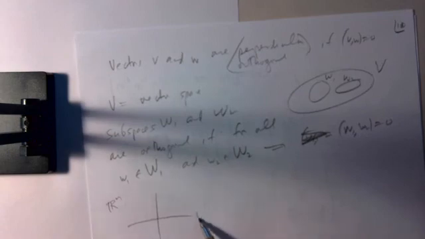Let's take two simple examples of orthogonal subspaces. Suppose we're in R2 and we let W1 be the x-axis. That's a subspace. This is all vectors of the form x, 0. And we let W2 be the y-axis. That's all vectors 0, y.